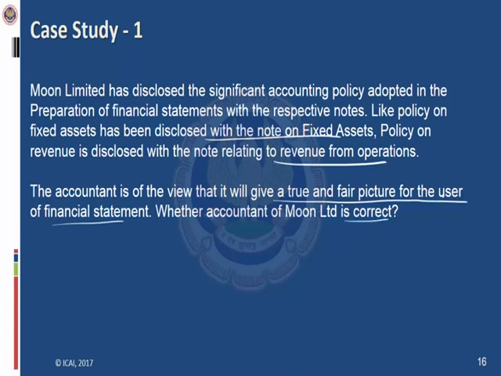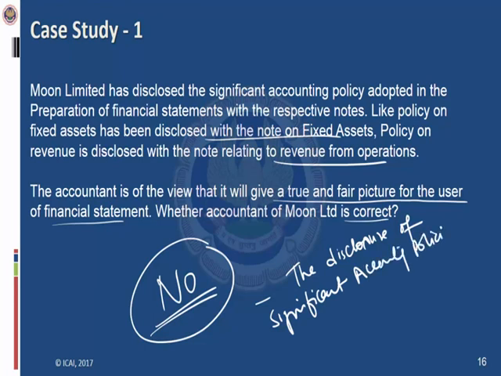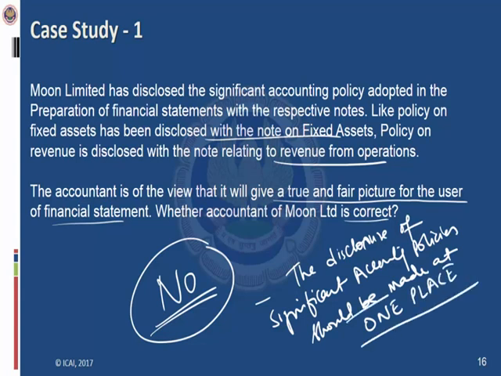No. The accountant of Moon Limited is not correct. Why? Because the disclosure of significant accounting policies should be made at one place, not with every note. So that is why the accountant is not correct.